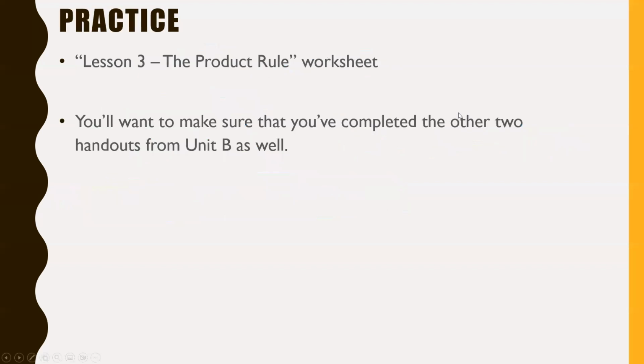So we're done. So for practice, what I'd like you to do is lesson 3 product rule worksheet in your notes booklet. Like that's your worksheet notes booklet. You'll also want to make sure that you've completed the other 2 handouts from Unit B as well. You're going to find that Unit B, the derivatives unit, really builds on itself. There's a lot of stuff that comes back that you just need to know like the back of your hand.